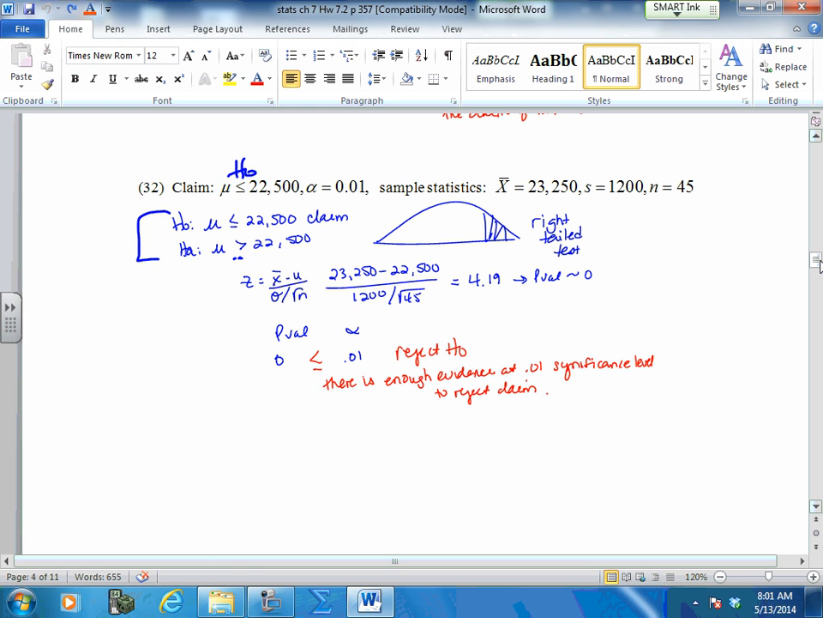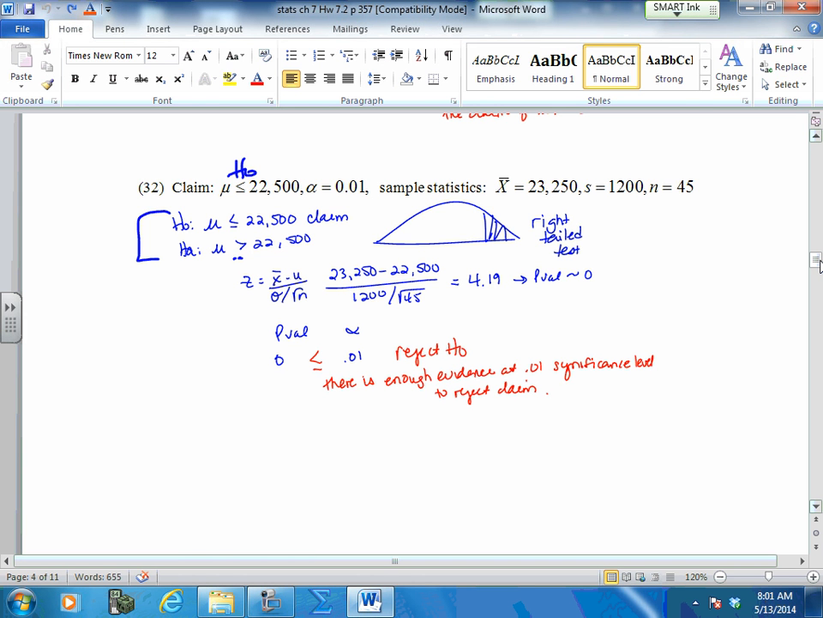But because our claim was our null, we have to use, here's our claim, our null, and we rejected the null. There's enough evidence to reject the claim that... this was significant at this level, and they didn't really give us anything, just that it was less than 22,500.